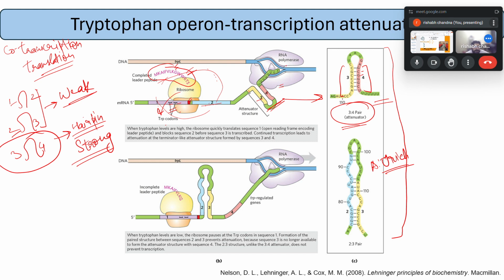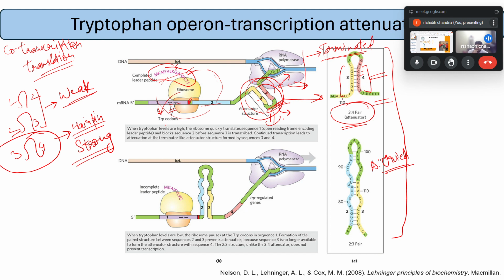So now this attenuator is formed, and it will not allow the RNA polymerase to move forward. Okay, like we have studied the rho-independent transcription termination, this attenuator basically forms that only. So this leads to the termination of transcription here only. So here it is terminated because of the formation of this attenuator.